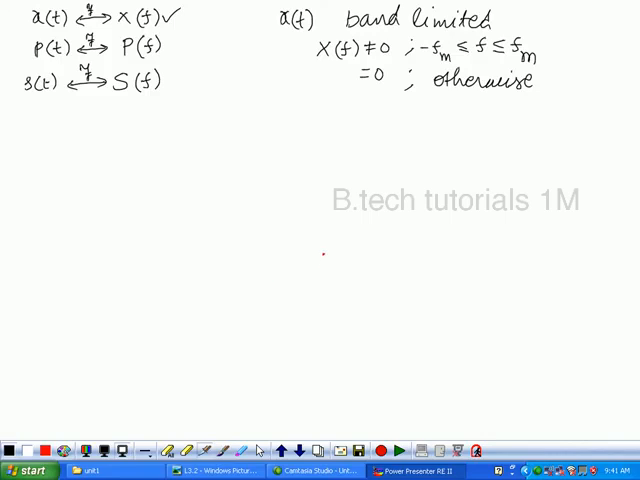Now we assume this x of t is a band limited signal. Why band limiting? I will explain later. If the signal is not band limited, what will happen? That we will see later. First, we concentrate on the proof of the sampling theorem.